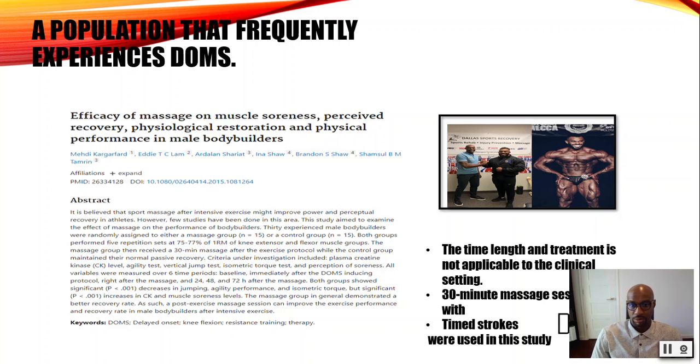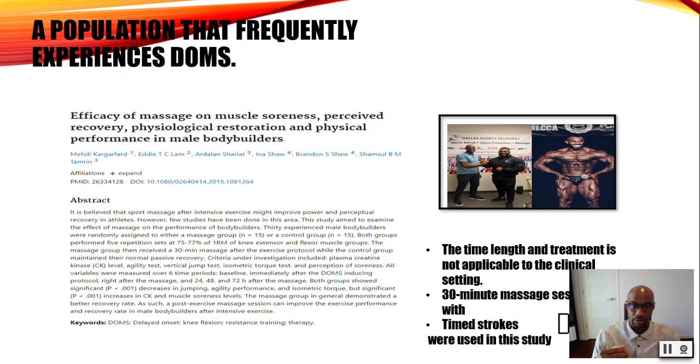I wanted to touch base on this group. I'm going to bring you into the bodybuilding realm, about how much tissue trauma they incur from training. In this study, they measured different time lengths. They looked at a type of treatment that really does not apply to the bodybuilding setting for massage. They used timed strokes of 4 minutes each for petrissage, effleurage, and others, within that 30-minute bout.